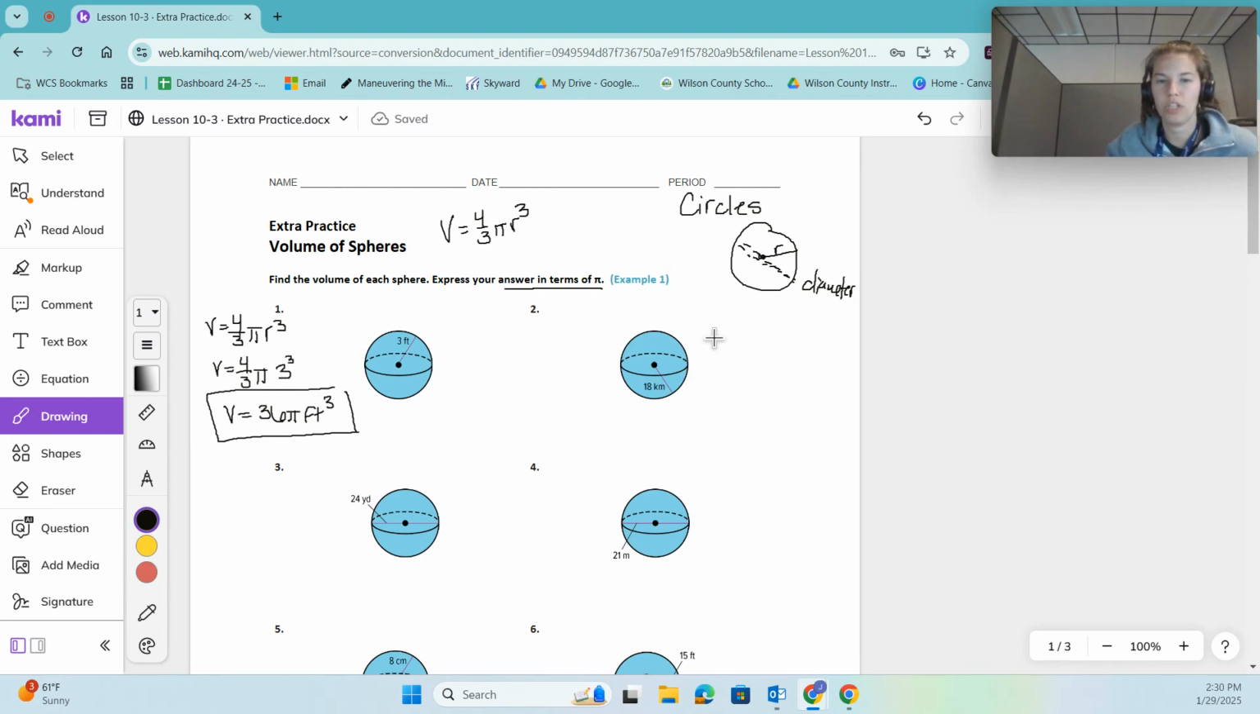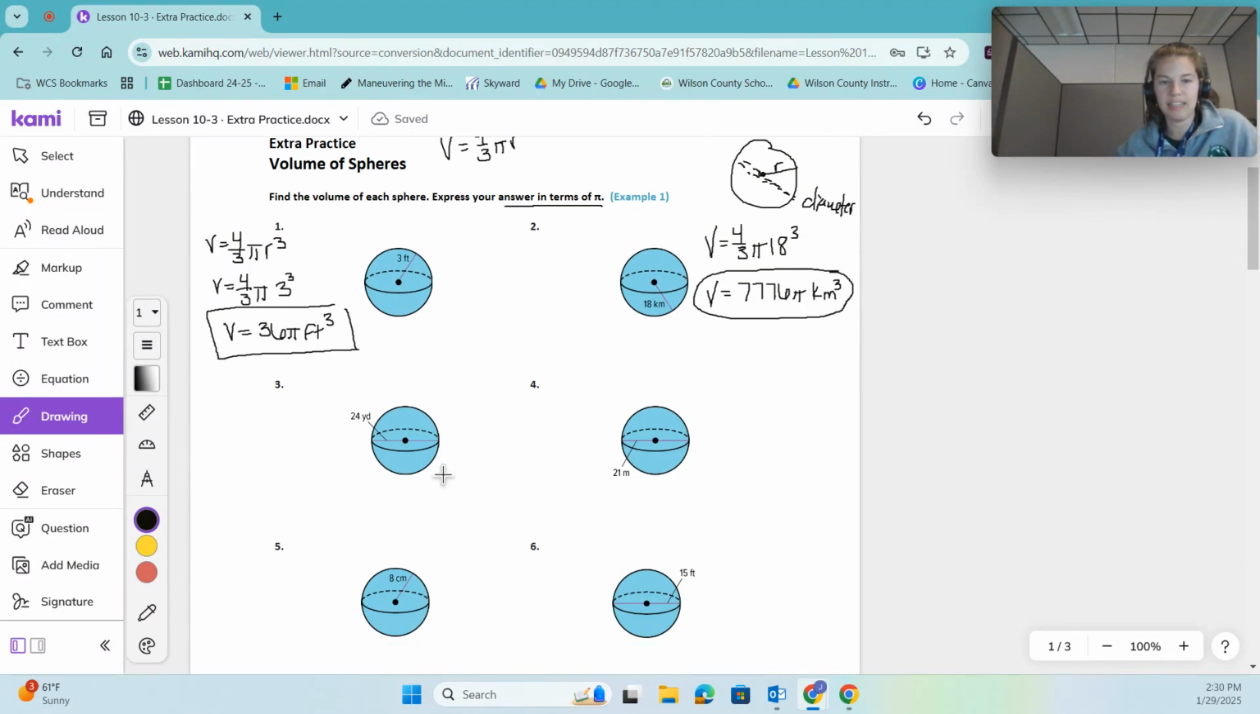Let's try one more just like that. Volume equals 4/3 pi times radius, which is 18 cubed. So I have 18 cubed times 4/3, and I get volume equals 7,776 pi kilometers cubed, because I've got kilometers as my units. Pi I did not multiply by because they asked for it in terms of pi. So that is my volume.